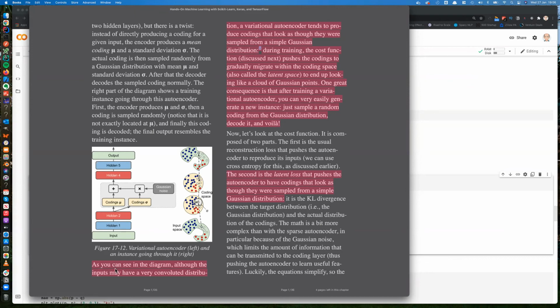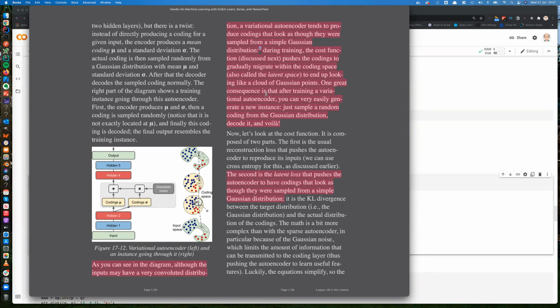So as you can see in the diagram, although the inputs may have a very convoluted distribution, a variational encoder tends to produce codings that look as though they were sampled from a simple Gaussian distribution. So it's made it into a kind of round shape, and the dots are dispersed in a Gaussian way. And then during training, the cost function pushes the codings to gradually migrate within the coding space, also called the latent space, to end up looking like a cloud of Gaussian points.